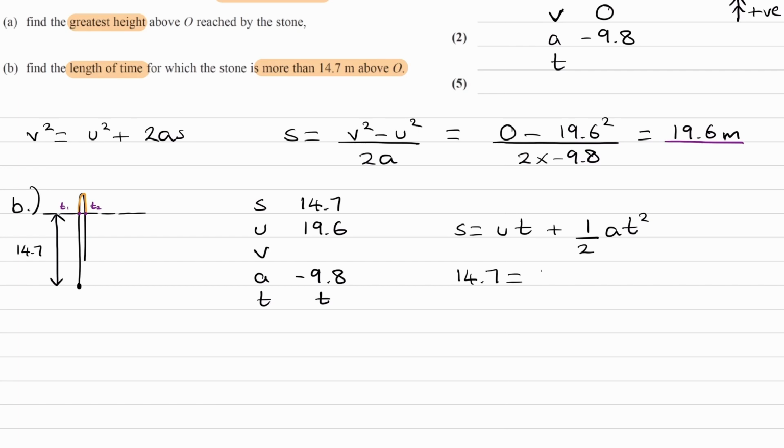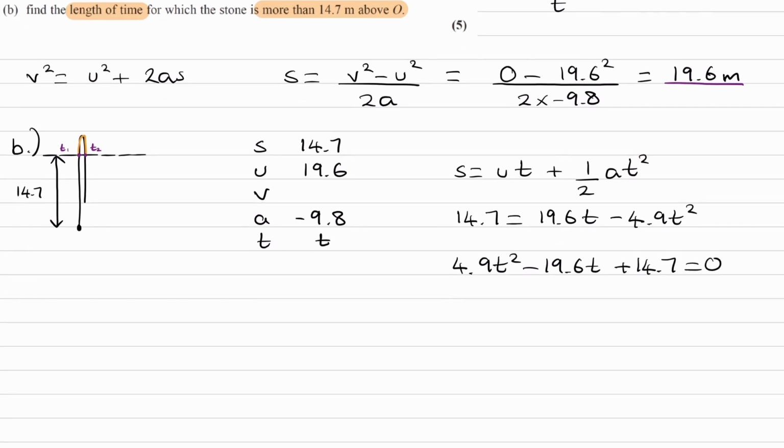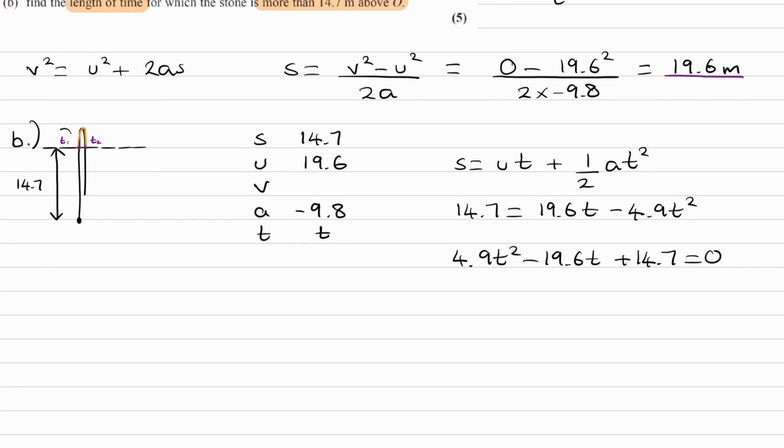So 14.7 is equal to 19.6t. A half a would just be minus 4.9. And then rearrange this. So this quadratic has 2 solutions, and they will be times t1 and t2 when the displacement is 14.7 above the ground. Put this in our calculator, we get 2 times: 1 second and 3 seconds.